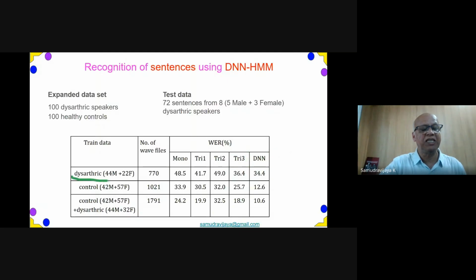When the system was trained only with the dysarthric speakers' data, the monophone model had a word error rate of 48, and as we go towards more sophisticated models, the error rate decreased. That's good news. If you use sophisticated models such as context-dependent triphone models or DNN, with enough data, the word error decreases. But this is the model where the system was trained with only dysarthric speakers' data. Now let us train them more, but for dysarthric speakers' data, there were not that many wave files, so the number of wave files is small.